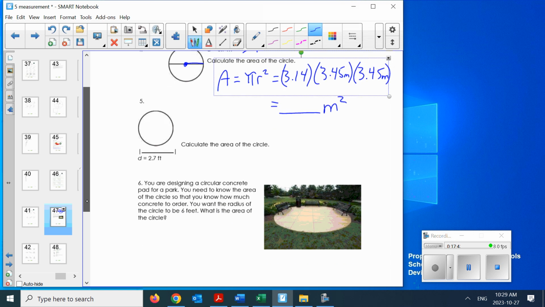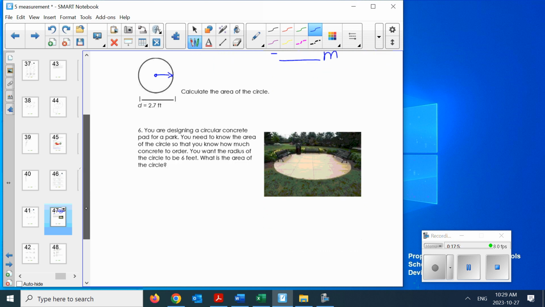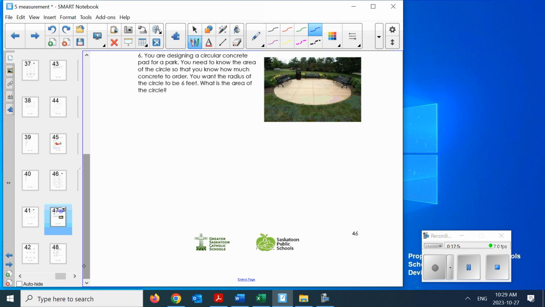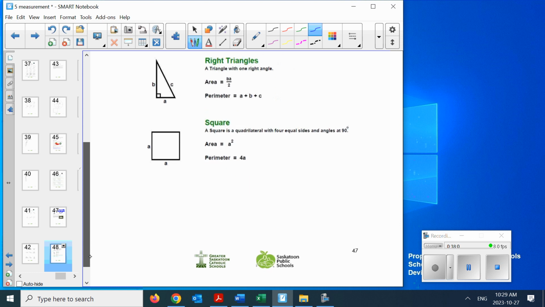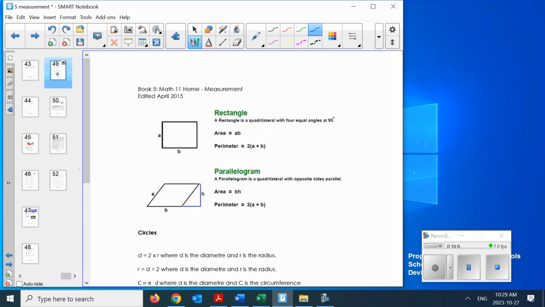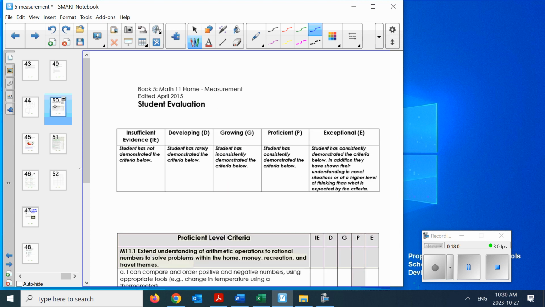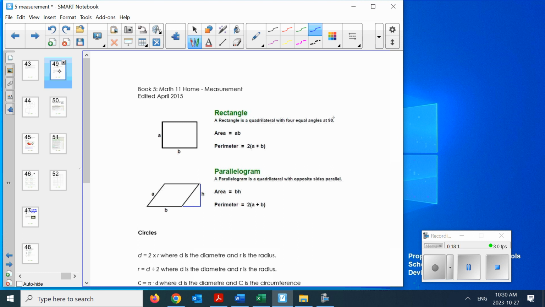So, there's some more problems to solve. That one was a diameter problem as well, so you have to figure out radius first. Then you can solve that problem. The end is a formula sheet. Then I think that's it. Yeah, the rest is just can you do this, can you do it. You have enough information to finish.